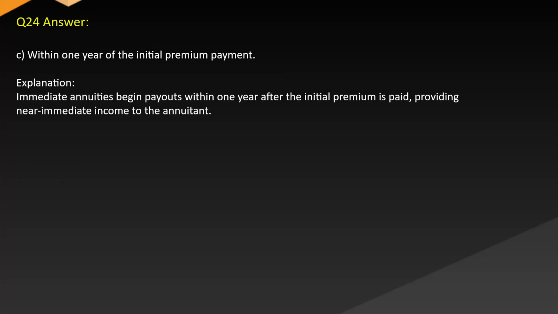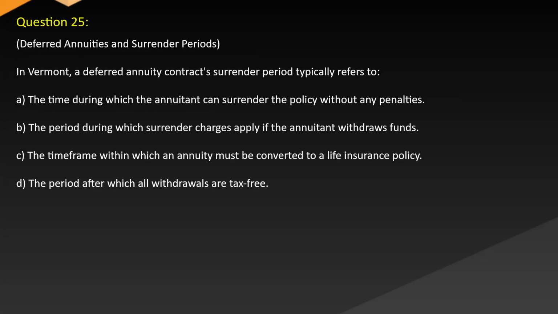Answer: C. Within 1 year of the initial premium payment. Explanation: Immediate annuities begin payouts within 1 year after the initial premium is paid, providing immediate income to the annuitant.